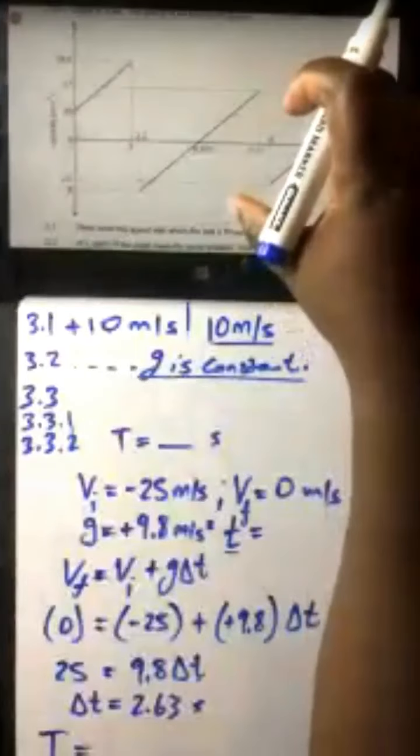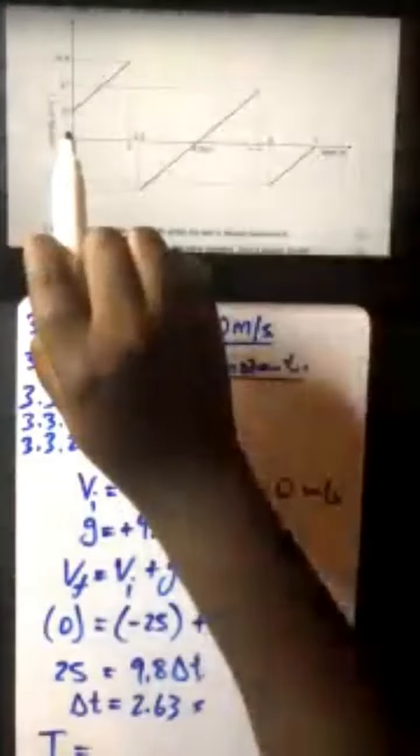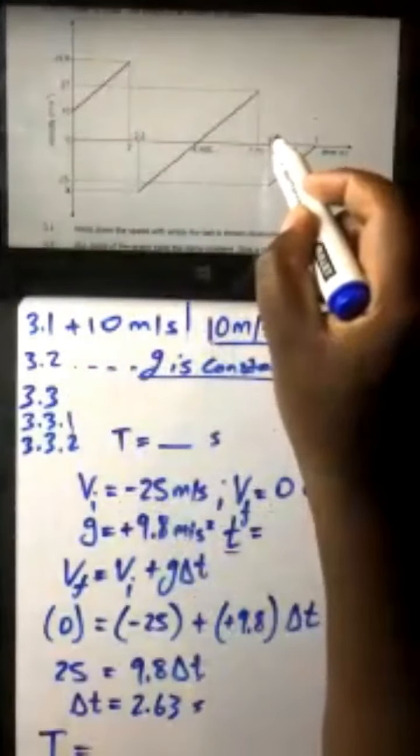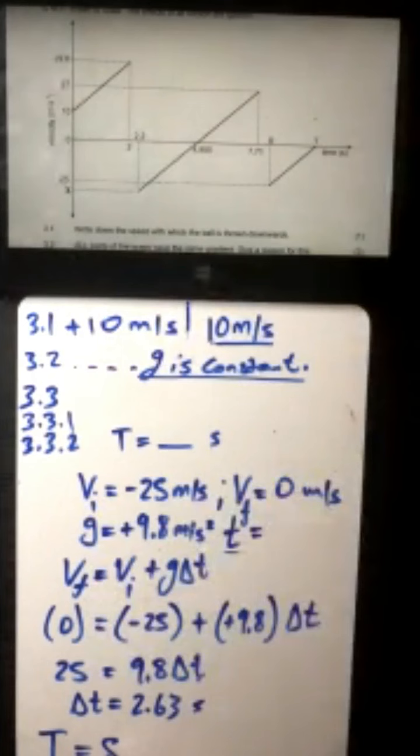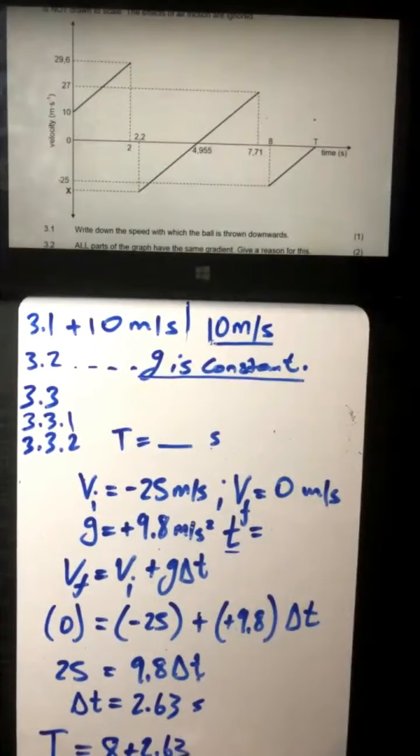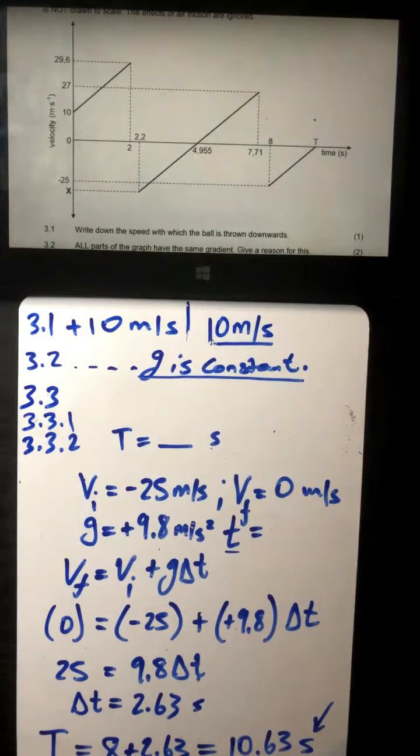I think it has to be 8. Can you see? From there up to there, it's 8. And from that point to there, we know it's 2.63. So that means time is 8 plus 2.63, which is equal to 10.63 seconds. Most importantly, make sure you write the SI unit, the International System of Units, for measuring time. In physical sciences, we measure time in seconds.